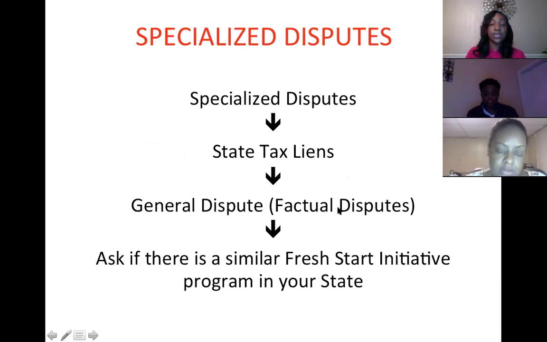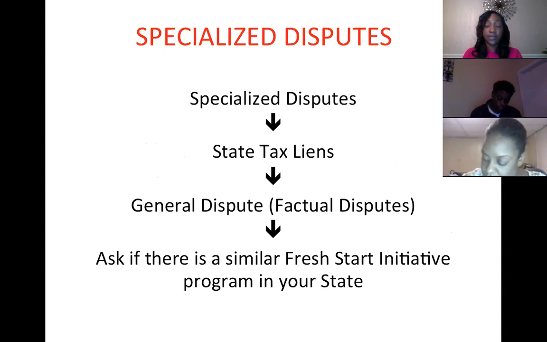State tax liens, you want to stick with factual disputing. Just stick with the facts. Like I said, anything on a credit report can be disputed if it's factual disputing. Not as many programs for Fresh Start Initiative for the state tax liens. It's more so for the federal. You can definitely ask, but it's more so for the federal.